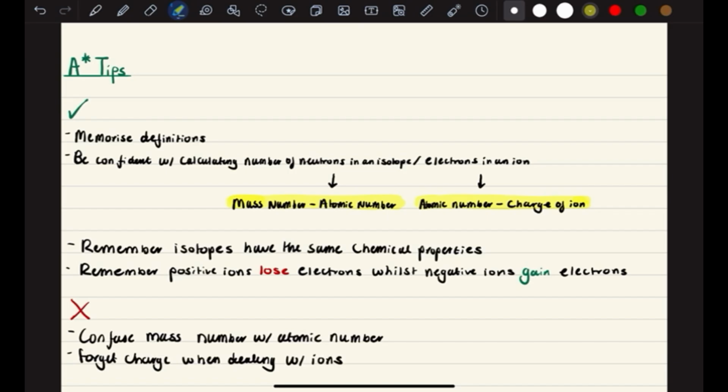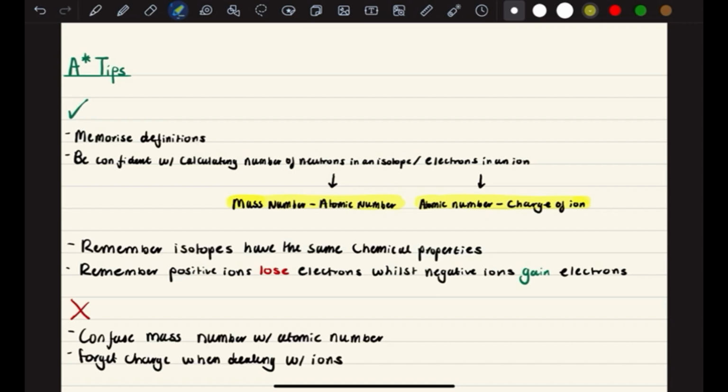Next tip. Remember that isotopes have the same chemical properties. Really, really important, because maybe it's been a while since you covered it and you just forget in the exam. So be really happy that isotopes have the same chemical properties. And also remember that your positive ions lose electrons and your negative ions gain electrons. Cool. What are the definite do nots for this topic? Do not confuse mass number with atomic number.